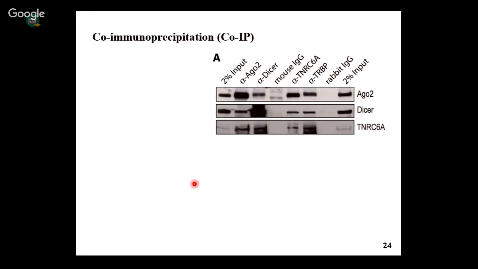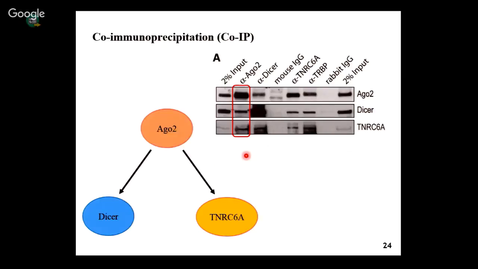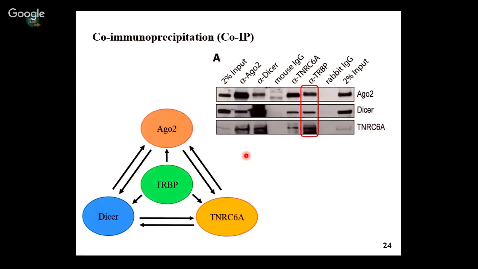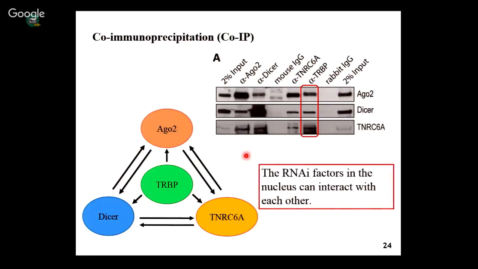This is the data they obtained. First, they found that AGO2 can interact with Dicer and TNRC6A. Dicer can also interact with AGO2 and TNRC6A. And TNRC6A also interacts with AGO2 and Dicer. And next, TRBP can interact with these proteins. So we can know that these RNAi factors in the nucleus can interact with each other.